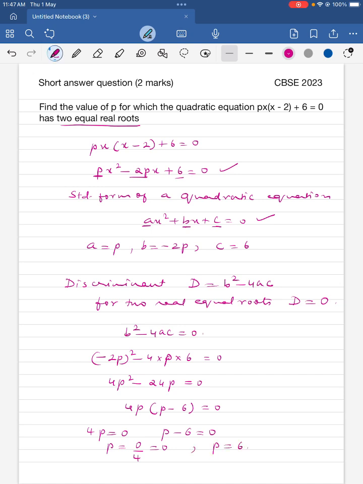Okay, but wait, if we take the value of p as equal to 0, what happens? When I put it back in my quadratic equation, the x² term would become 0, right? So that means it will change to a linear equation. It will no more be a quadratic equation. So that means we have to ignore the value p equal to 0, because p equal to 0 makes the equation linear. So the actual answer to the question will be p equal to 6. That's the only solution.